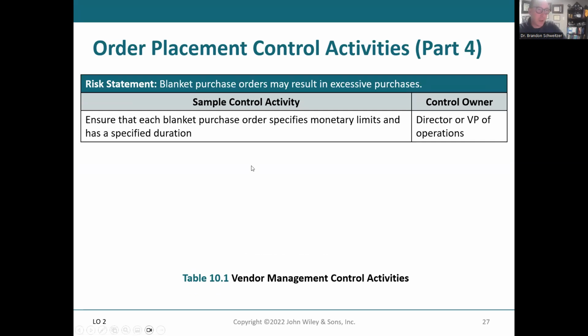And the last risk when it comes to order placement that we'll talk about is blanket purchase orders. Oh, these ones kill me. Yeah, blanket purchase orders, they're really risky. You want to make sure that there's limits in place with blanket purchase orders and that there's a specified duration. Okay, so it has an end date and it has a spend limit, right? Because blanket POs can be really risky.